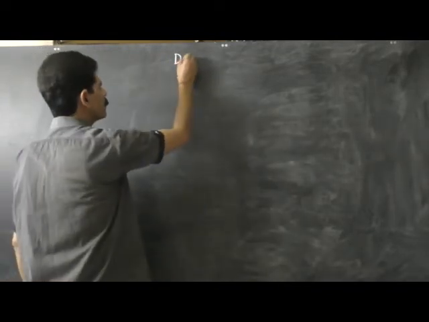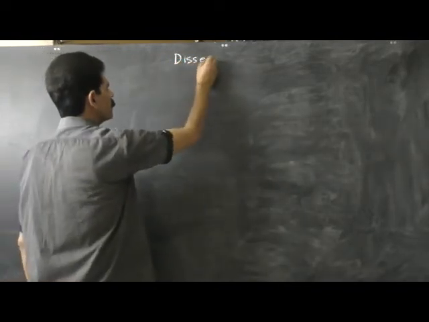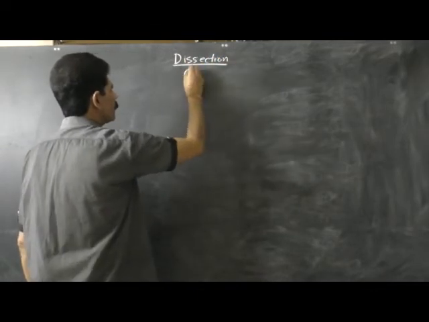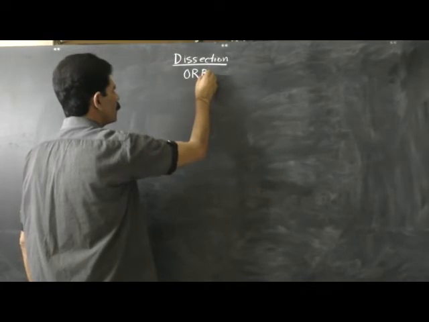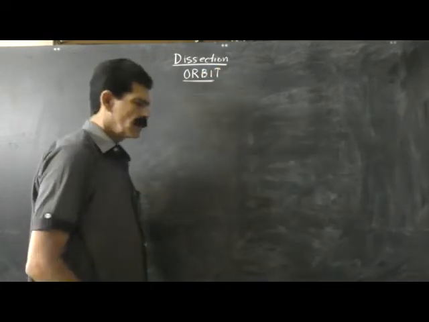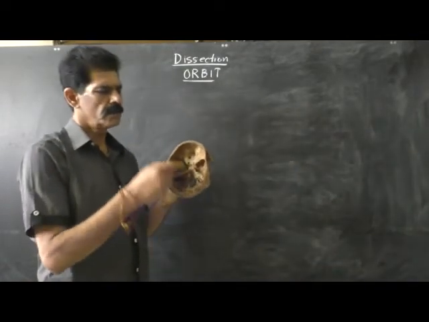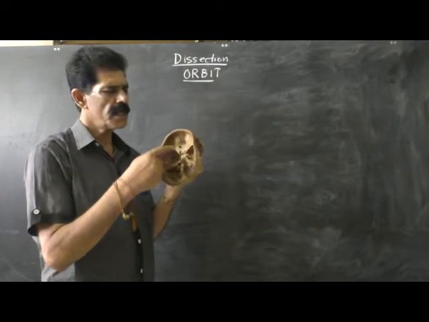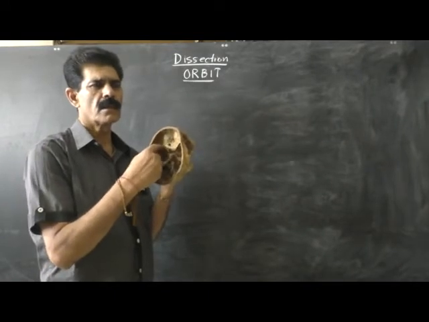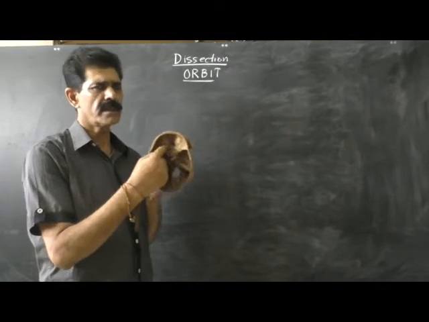So today we will do the dissection part of the orbit. So in the dissection of the orbit, we go in the anterior cranial fossa and we break the roof of the orbit, which is formed by the horizontal orbital plate of the frontal bone.